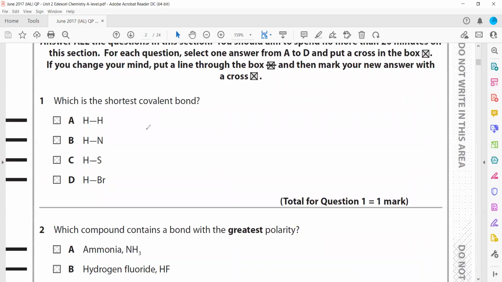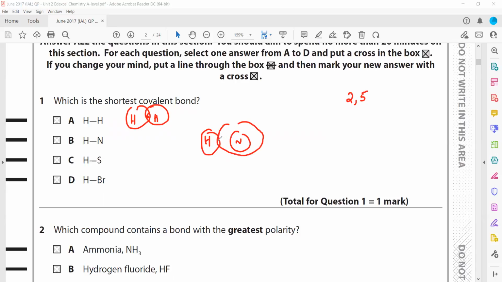In all the cases hydrogen is there, so hydrogen is one. Hydrogen and hydrogen will have only the first shell. But with hydrogen and nitrogen, hydrogen has one shell, but nitrogen's electronic configuration is 2,5. So nitrogen's first shell will have 2 electrons, and the second shell will be involved in the sharing. So the bond length will be longer. The correct answer is here because hydrogen is the smallest atom. So when two hydrogen atoms form a bond with each other, they will have the shortest bond length.